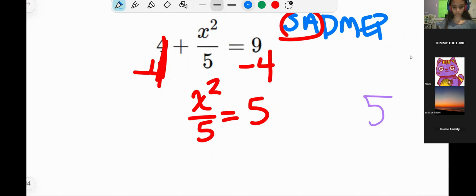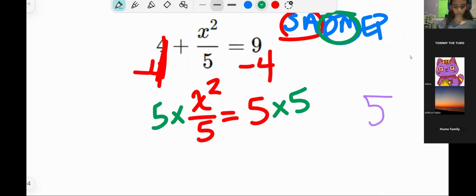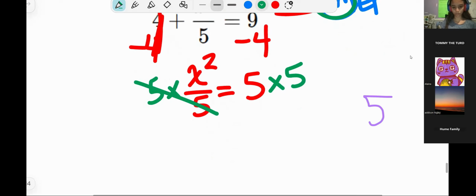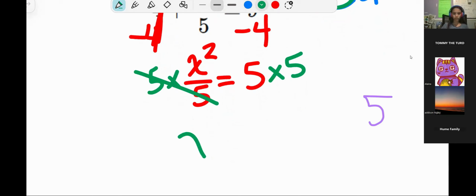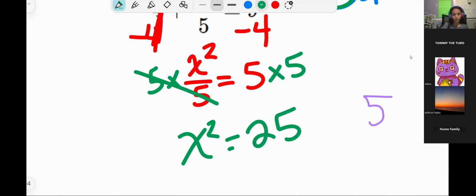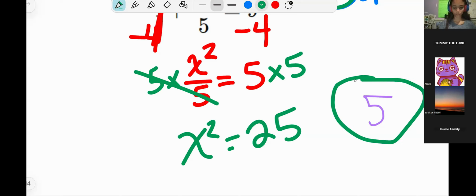Now we've got to get rid of divide by 5. So if they divide by 5, we multiply by 5. And this gives us another one of those pretty easy exponents to solve for. Now we're left with x squared. Once I multiplied by 5 on both sides, it got rid of that denominator, and it left me with x squared equals 25. And just like Lily said over here, 5 squared equals 25.